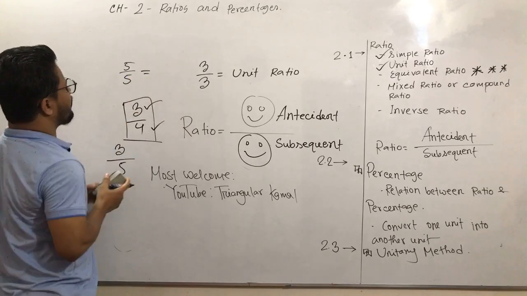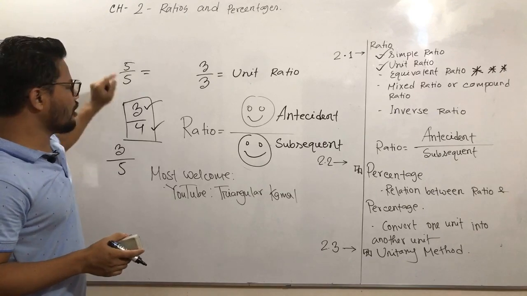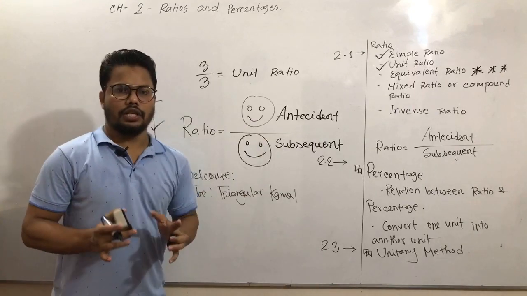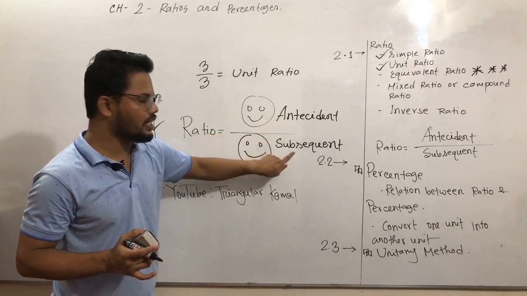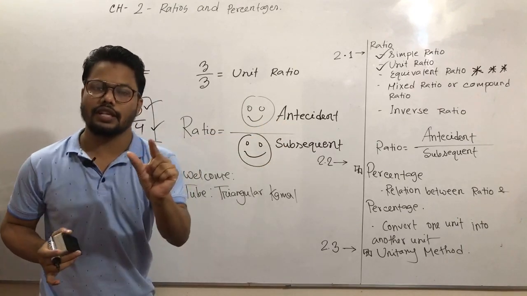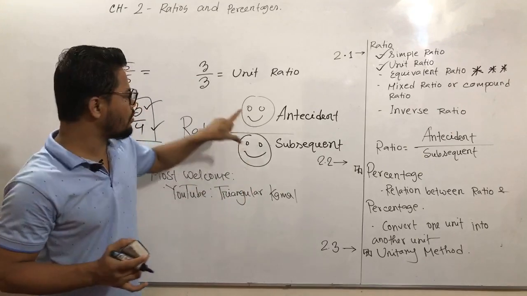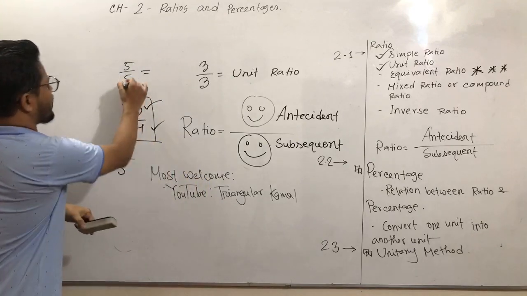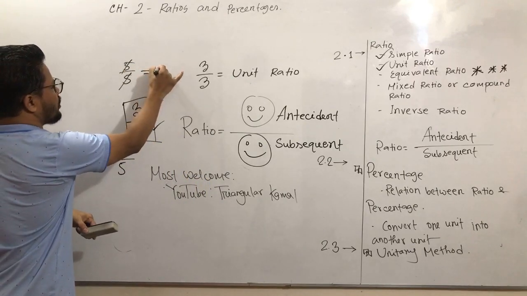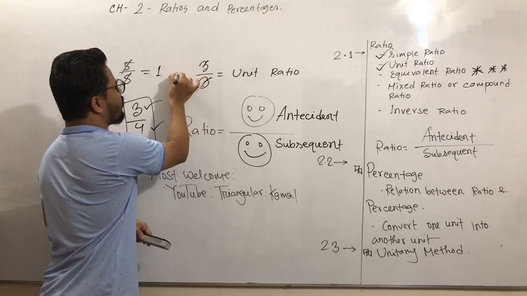You can say here 5 by 5, 10 by 10, 11 by 11. All are unit ratio. Unit ratio basically depends on the antecedent and subsequent. Both are the same. It may be 100 by 100, 10 by 10, 12 by 12. All are unit ratios. So the value of the unit ratio, sometimes you have to answer in an MCQ. The value of a unit ratio is always 1.